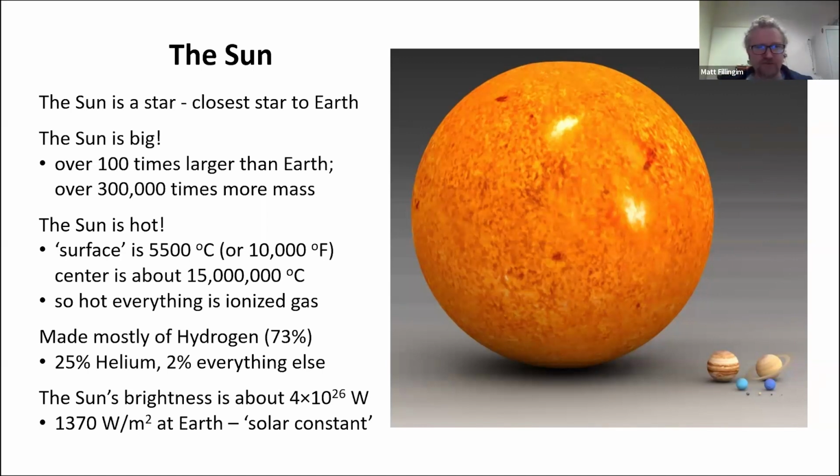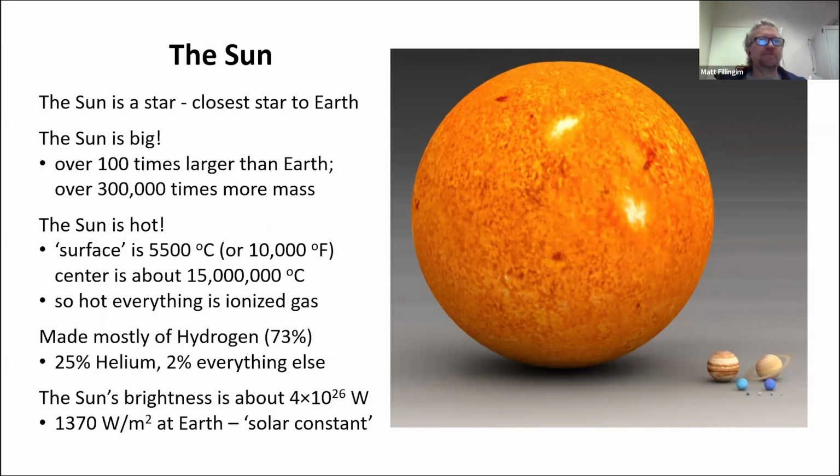The sun is made mostly of hydrogen, just like most astronomical objects in the universe. About a quarter of the sun is helium by mass, and 2% is everything else. So there's oxygen, there's carbon, there's lead, there's gold, all that stuff's in the sun. It's just a very small fraction of the sun's mass.